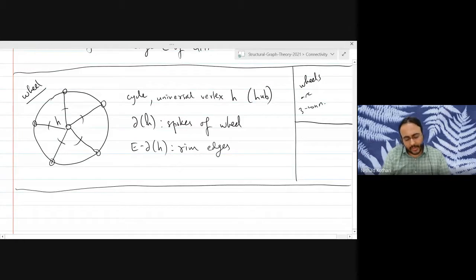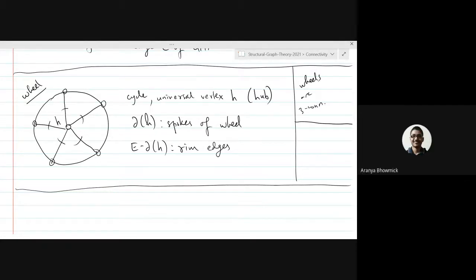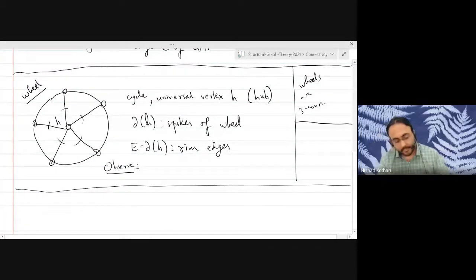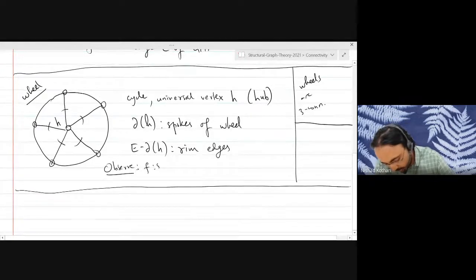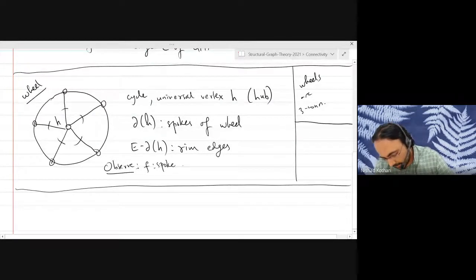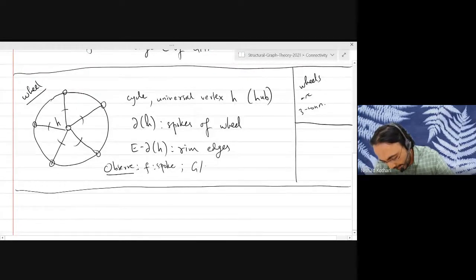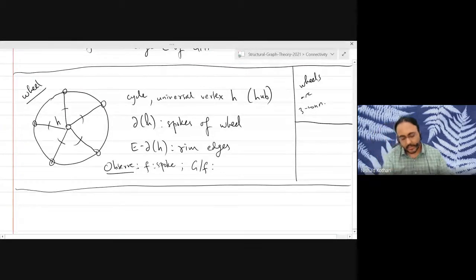So if you look at any spoke edge and you contract it, what will you get? Will you get a 3 connected graph? I would like you all to use some imagination and tell me what you get. Sir, are you contracting a spoke edge or a rim edge? Spoke edge, okay. So wheel is 3 connected, right? Supposing F is a spoke, then what can you say about G contract F? Is it 3 connected or is it not 3 connected?